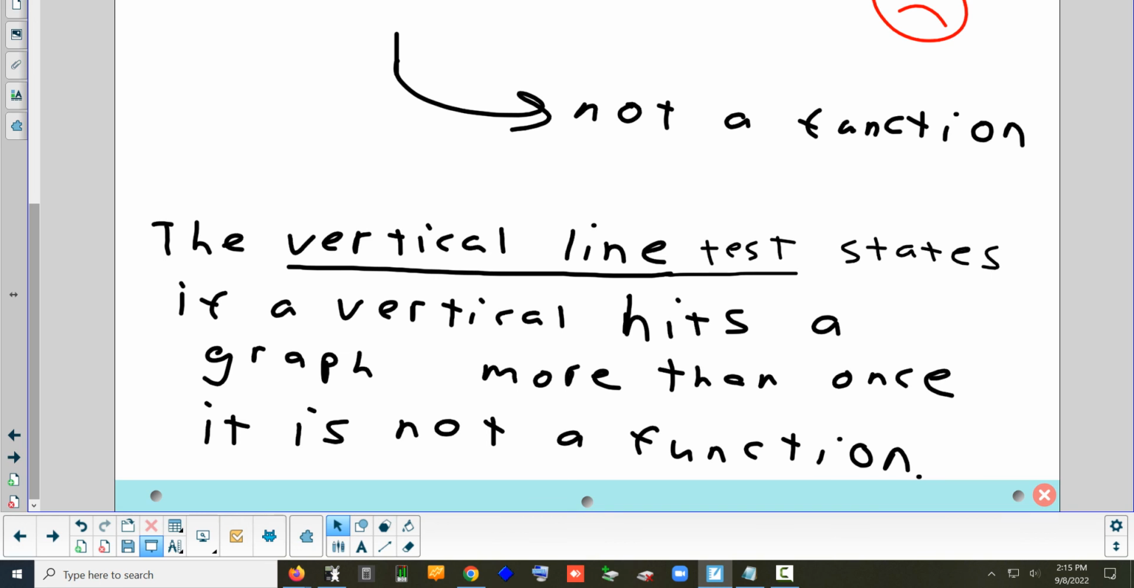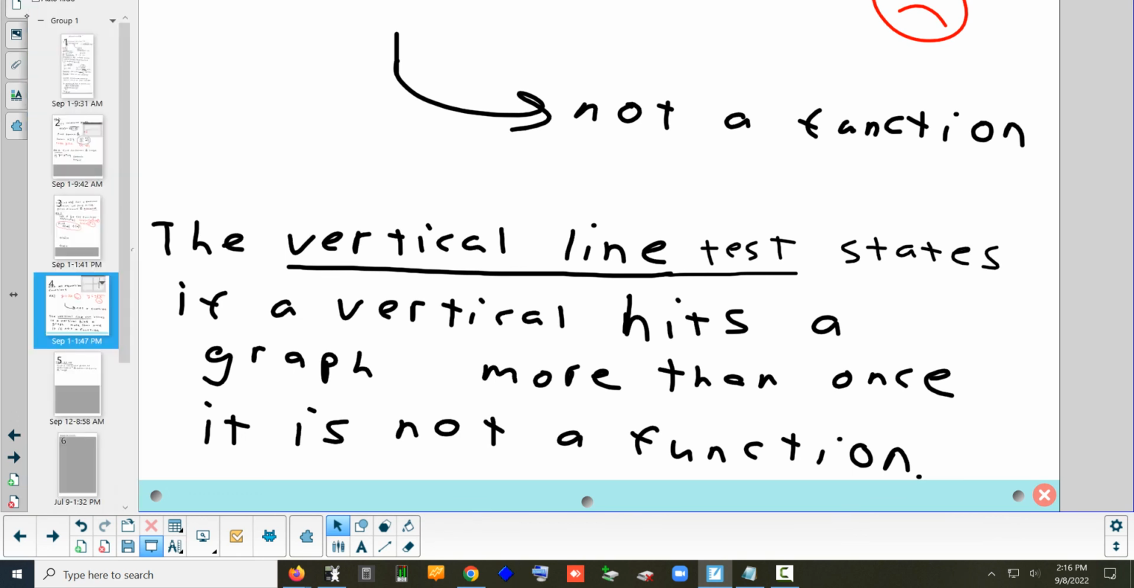Take your picture, draw a vertical line. If it only hits it once, you're good. More than once, no good.